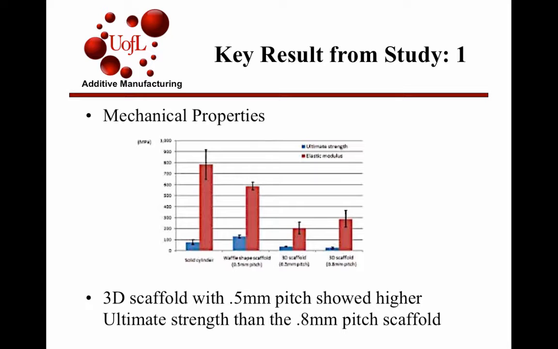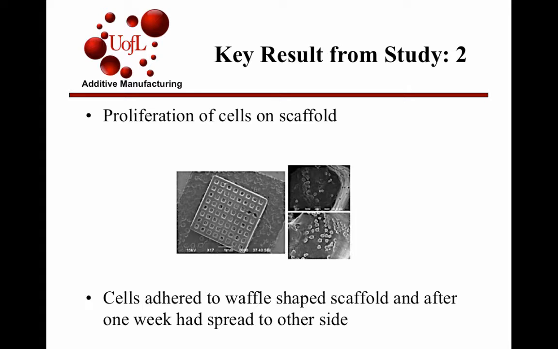For the cell seating, I don't know why, but they used the waffle instead of the 3D scaffold. I'm not sure why they ended up doing that, but they took cells from a septum, and they crushed those up. They took the fibroblasts from those and they cultured those, and they put those onto the waffle-shaped scaffold. And after a week, they observed that the cells had moved to the other side of the scaffold and on all the outside as well. So they considered it a success.